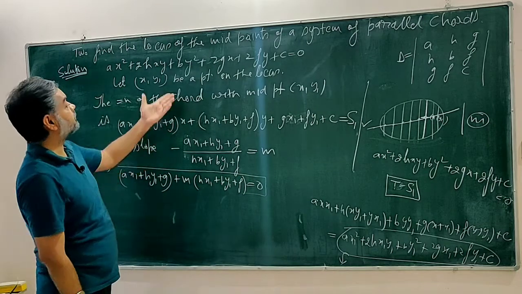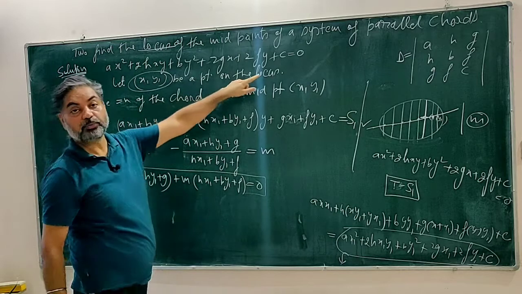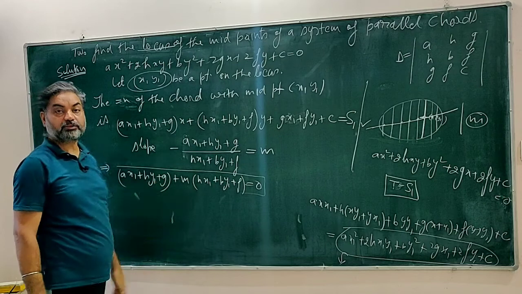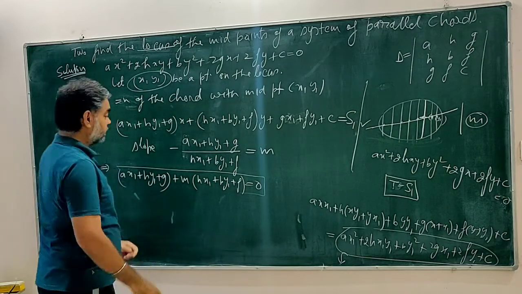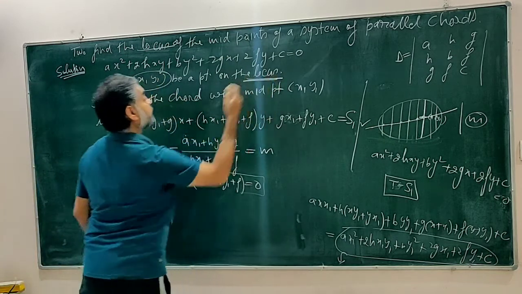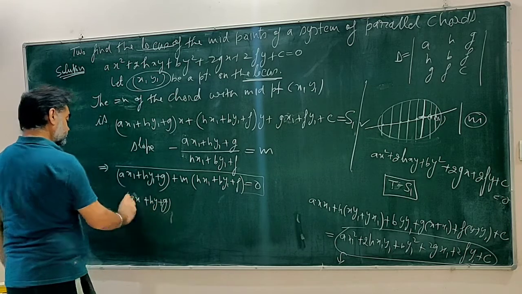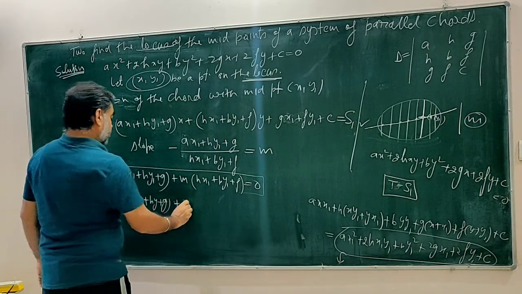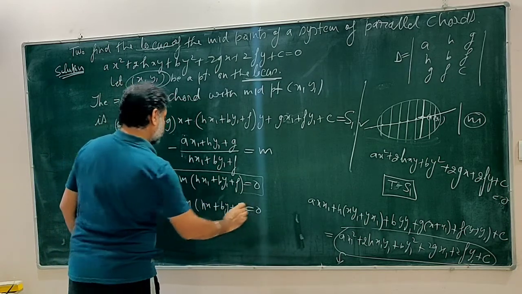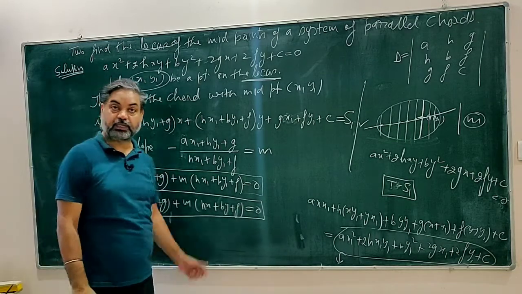To find the equation of the locus, what we do is let (x1, y1) be any point of the locus, and then we get the relation in x1 and y1, and then we replace x1 by x and y1 by y. So if you replace x1 by x and y1 by y, you get the equation of the locus. So the locus is (ax plus hy plus g) plus m times (hx plus by plus f) is equal to 0, and you can see that this is a linear equation in x and y.